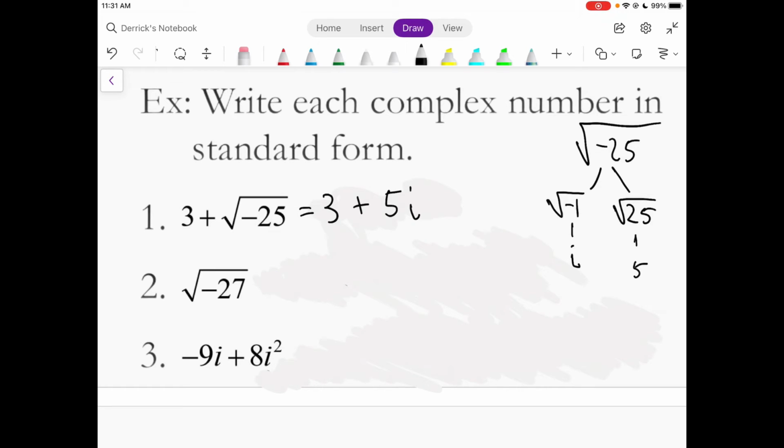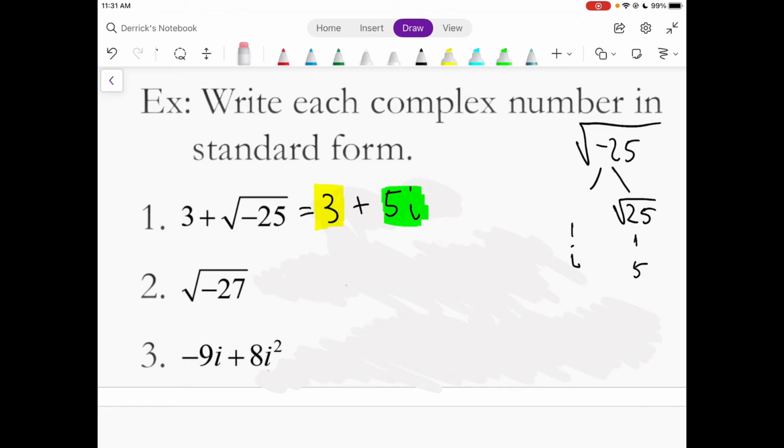You do want to take an extra look at this, and since we have a real part and an imaginary part, make sure it is in the correct order. The real part of 3 is first. The imaginary part of 5i is second. So we have this in the correct order. This is in standard form.